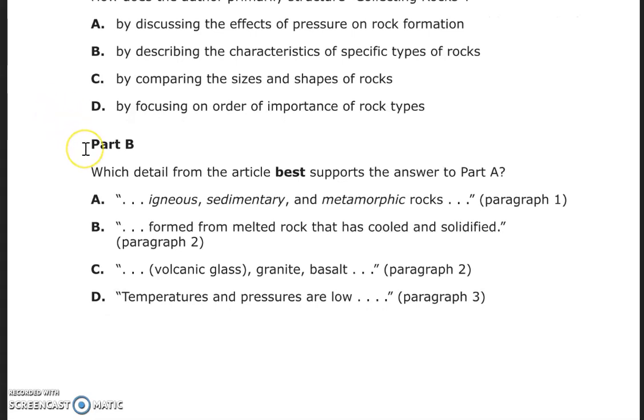Part B. Which detail from the article best supports the answer to Part A? A. Igneous, sedimentary, and metamorphic rocks, paragraph 1. B. Formed from melted rock that has cooled and solidified, paragraph 2. C. Volcanic glass, granite, basalt, paragraph 2. D. Temperatures and pressures are low, paragraph 3.